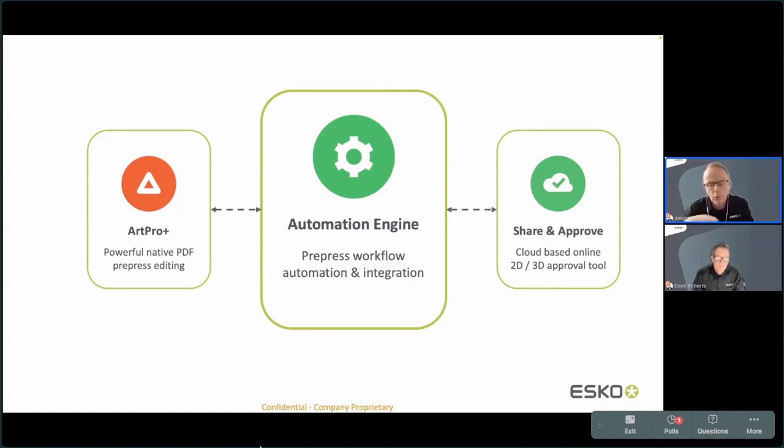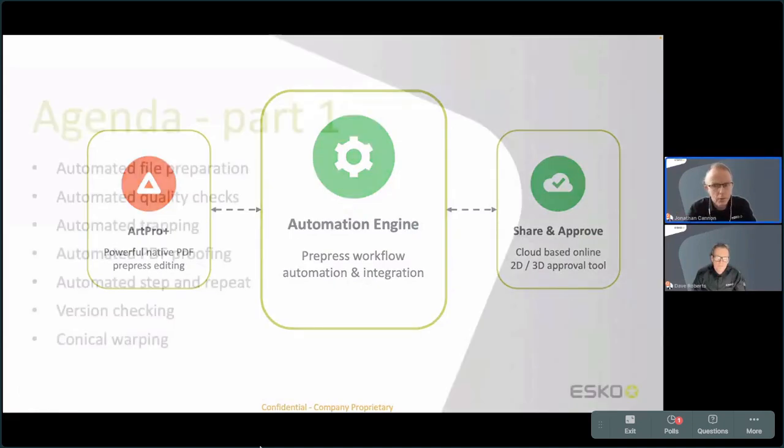And as you would well imagine, they're all Esko products. We have integration from all of these products. So we can do stuff in ArtPro+ and publish it to Automation Engine. And we can do stuff in Share and Approve and feed back to Automation Engine, and pass stuff from Automation Engine to Share and Approve. So we've got a very nice closed loop end-to-end solution to look at.